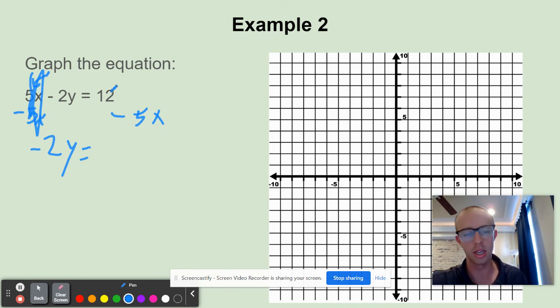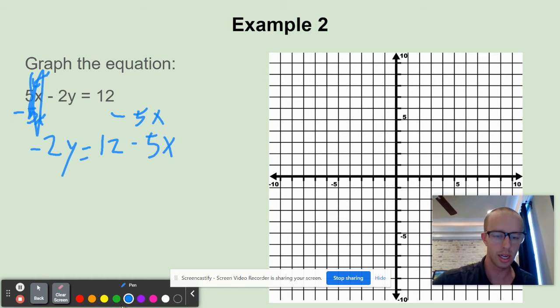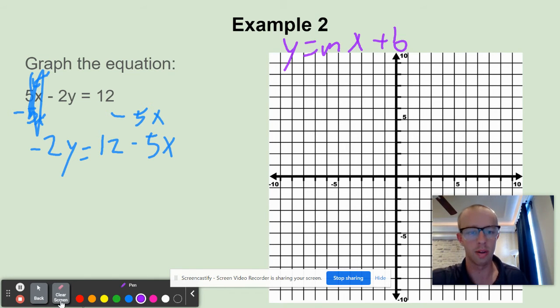Well, I can't do 12 minus 5x, right? Because they're not like terms. I can write this as 12 minus 5x. I just want to rewrite y equals mx plus b right here.